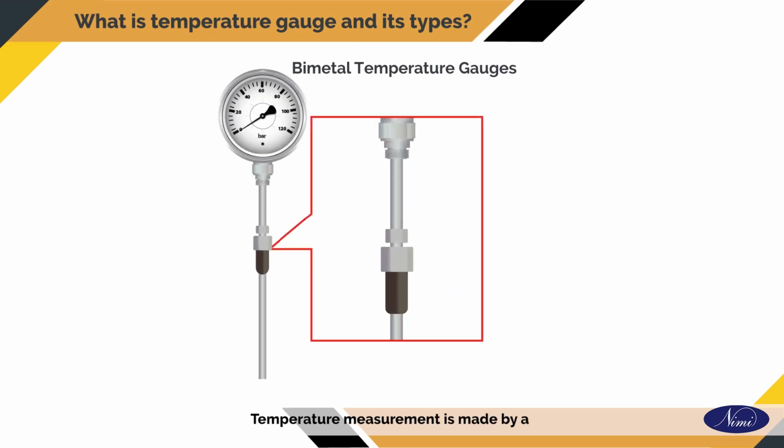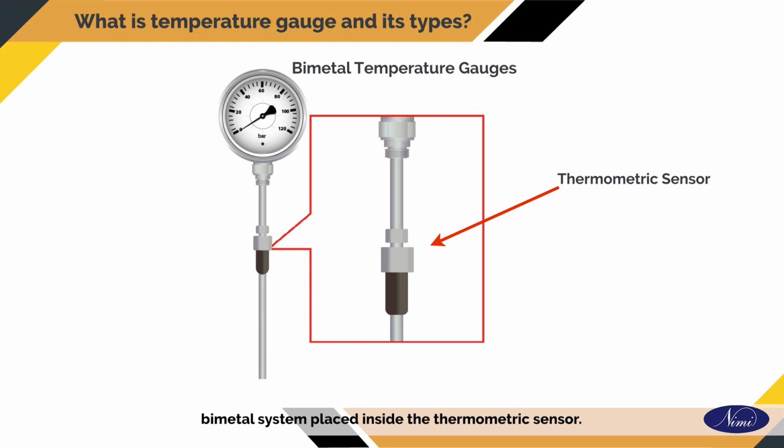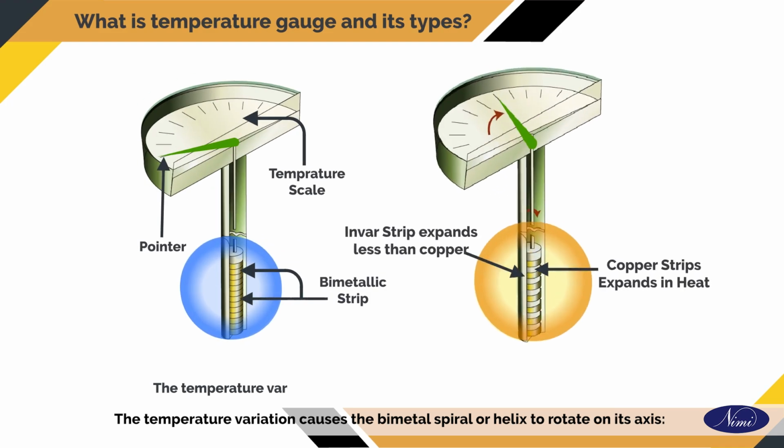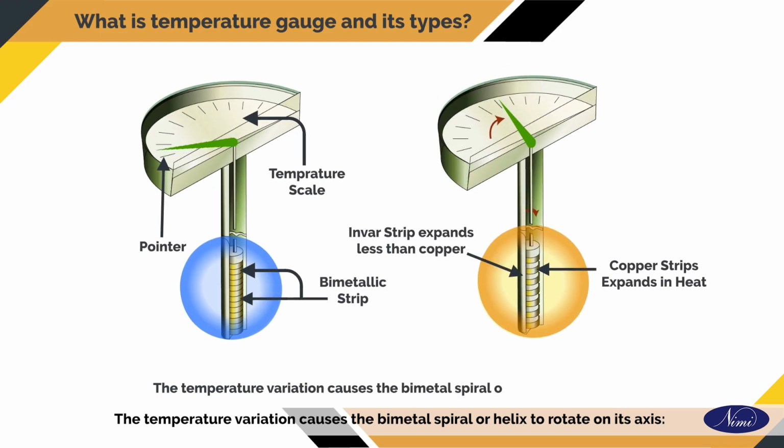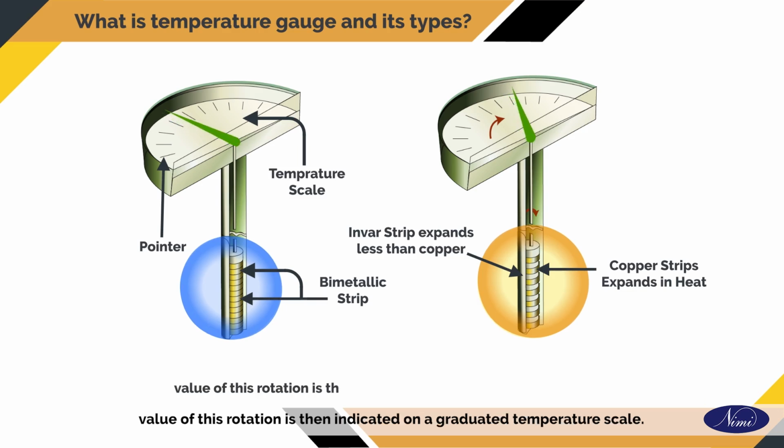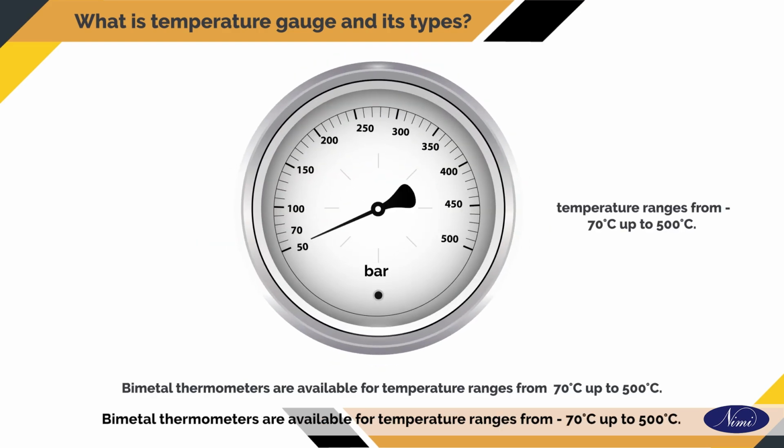Temperature measurement is made by a bimetal system placed inside the thermometric sensor. The temperature variation causes the bimetal spiral or helix to rotate on its axis. The value of this rotation is then indicated on a graduated temperature scale. Bimetal thermometers are available for temperature ranges from 70 degrees centigrade up to 500 degrees centigrade.